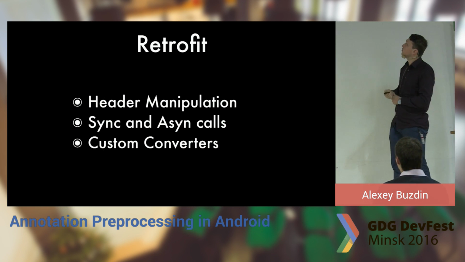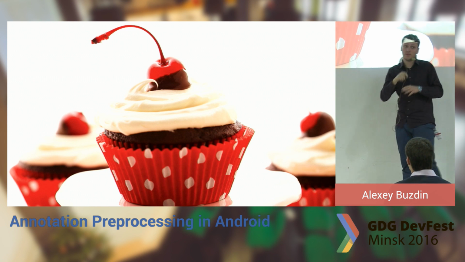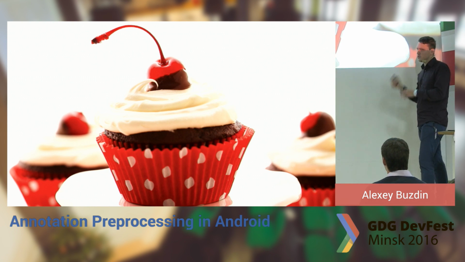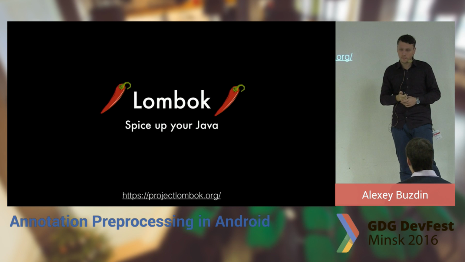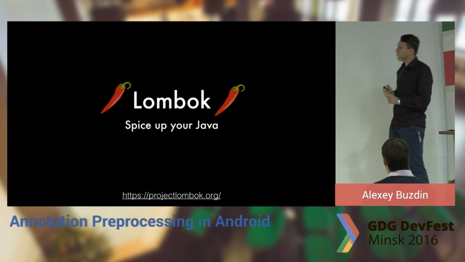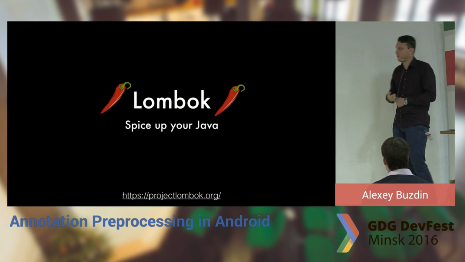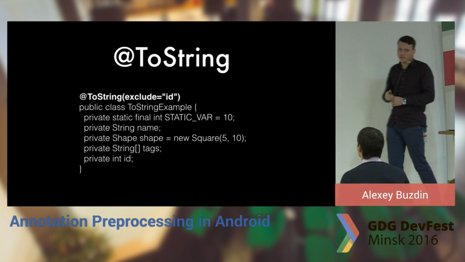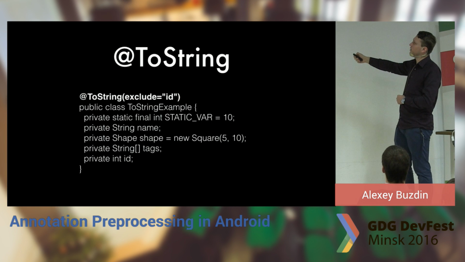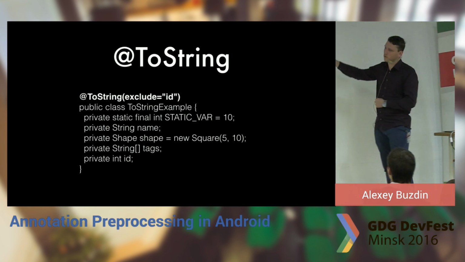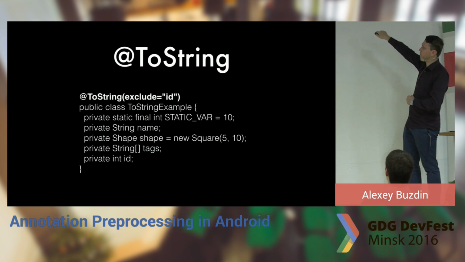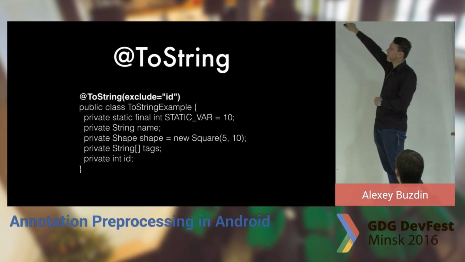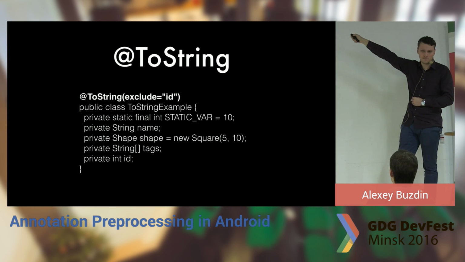So there is all cool stuff in Retrofit, and maybe the last one that I promised, the sugar on top, is Project Lombok. Project Lombok also uses some parts of annotation preprocessing, but it's more intelligent, so to say. And what does it do? It allows you to write this kind of stuff, the annotation ToString, and it will automatically create a toString method in this class.